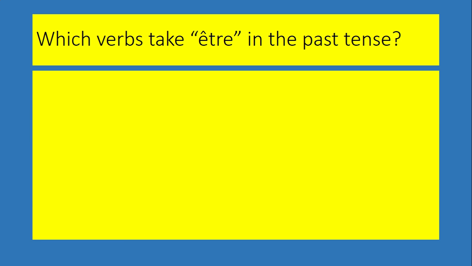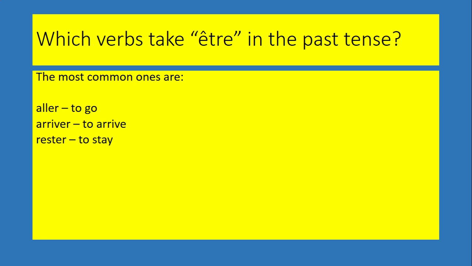So when do you use être in the past tense? There are quite a few verbs, and reflexive verbs take être in the past tense as well, but let's just focus on the easy ones and the common ones. So these verbs coming up, they take être, not avoir in the past tense. So it goes subject, être, past participle, not subject, avoir, past participle.